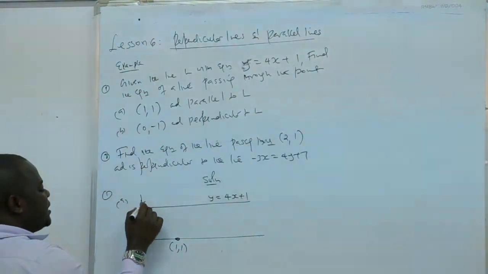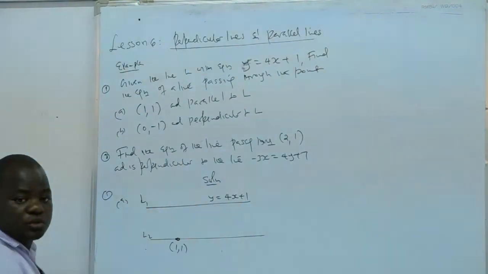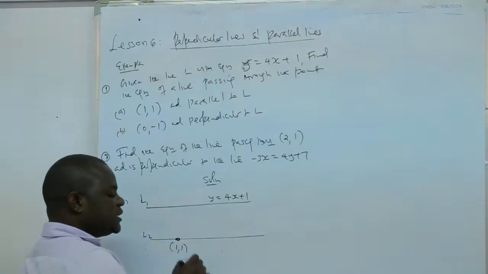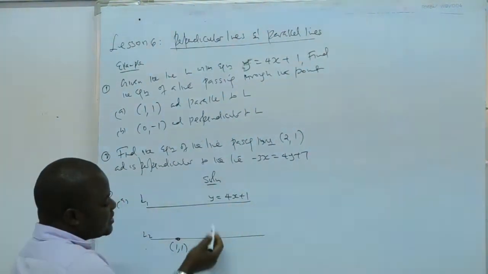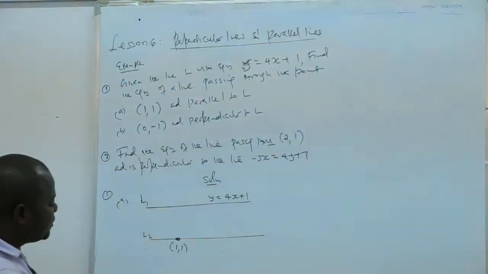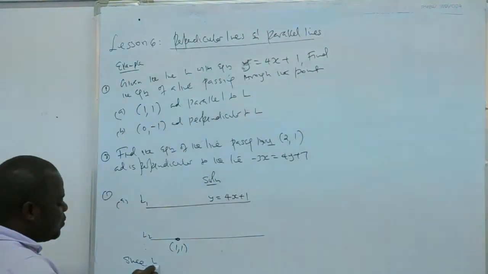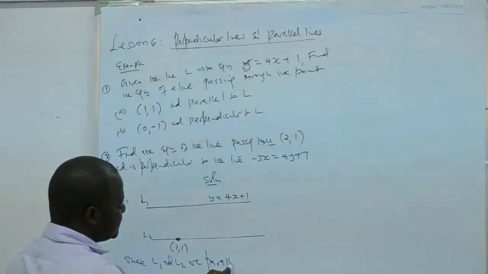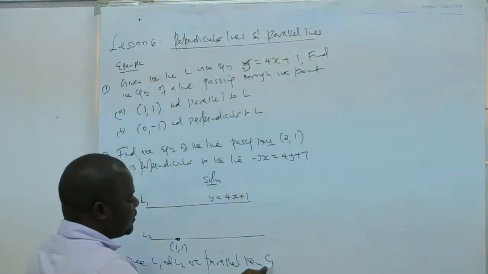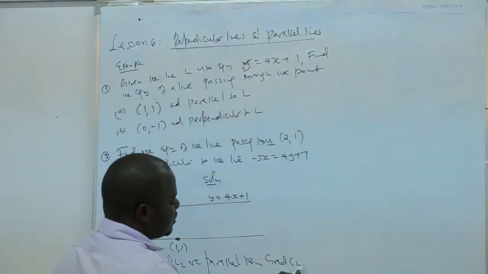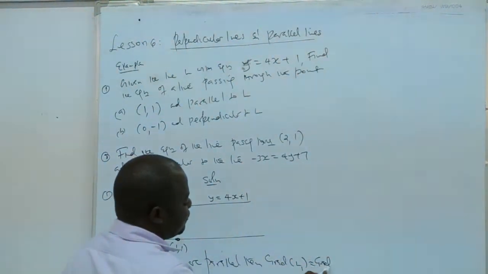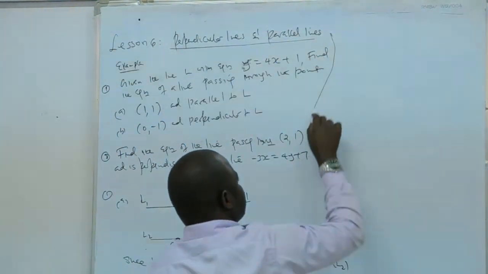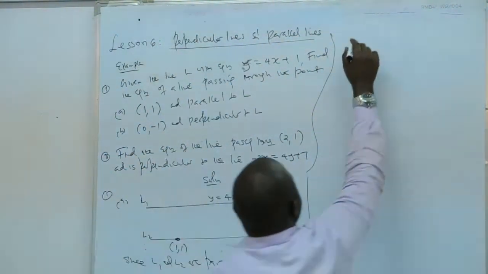If I call this line 1, I call this line 2. The equation of this line is what I want to find, but it is parallel to this. That shows that these two lines have the same gradient. So we say since L1 and L2 are parallel, then the gradient of L1 is equal to the gradient of L2. So what is the gradient of L1? We just read it.